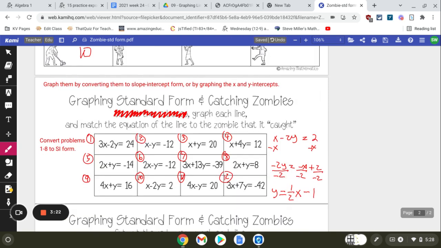All right, I said I was going to do number 12 as well. So 12, it wouldn't be that bad to convert it to slope-intercept form, but I'm going to do this one by plotting the x and y intercepts instead.